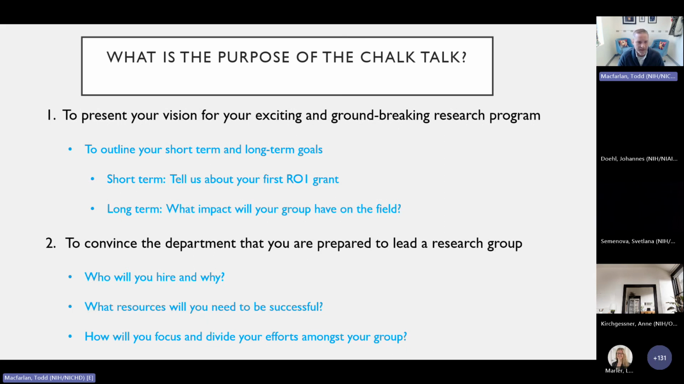And then you also want to think about how you're going to focus and divide your efforts amongst your group. So have you thought about which type of people might tackle which particular aims in your project? And these are things that you want to be able to present while you're going.